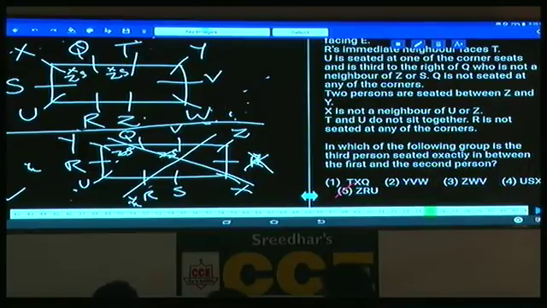Then question number 75. In which of the following groups is the third person seated exactly in between the first and the second? Now the third person is Q. This Q must be in between T and X. Definitely true or not? Definitely true. Q is the third person, seated in between T and X. Hence definitely true, so choice 1 is the answer. Done? This is about questions 71 to 75. Then 76.